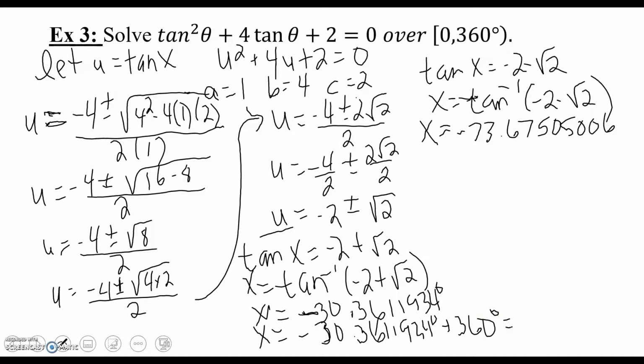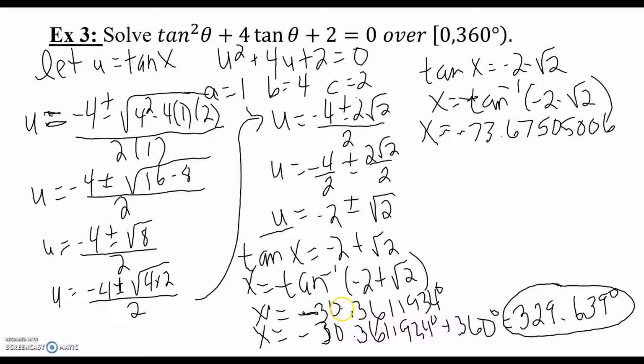And if you add 360 to that, you end up getting 329.6388. I'm just going to round it to the nearest thousandth, so 0.639 degrees, okay? So that's our first angle right there. That is equivalent to this angle that we got when we put in the inverse tangent, because remember, the range of the inverse tangent is negative pi over 2 to pi over 2.